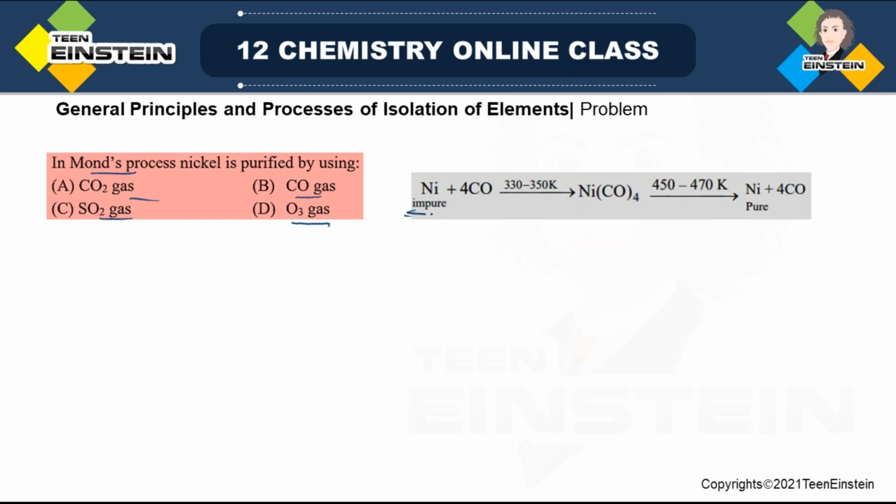First we take the impure nickel. It will be treated with carbon monoxide gas. So the correct option is this one. Now the complex that we are getting is nickel tetracarbonyl complex. The first step is a complexation reaction between nickel and carbon monoxide, and the second step is decomposition of this volatile complex of nickel, and ultimately CO is regenerated and pure nickel is formed. So here the correct option will be option B.